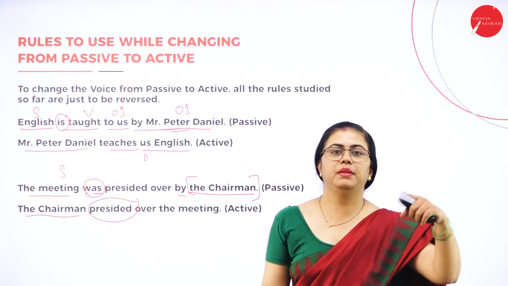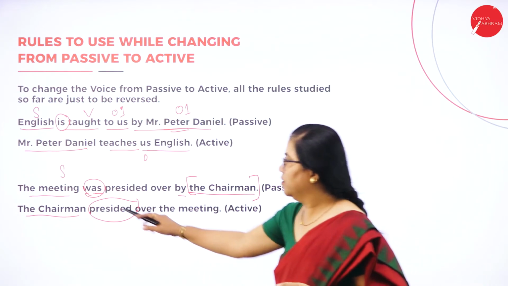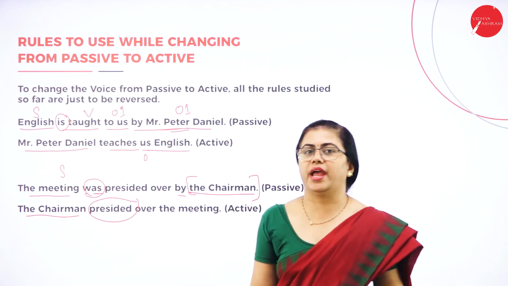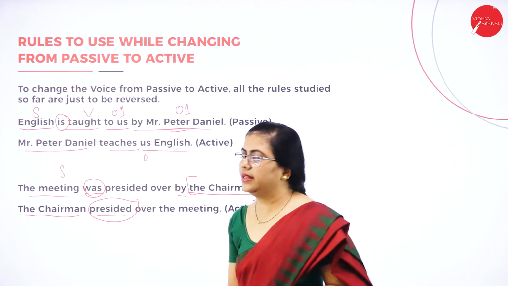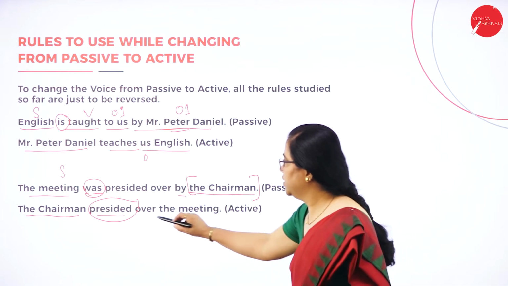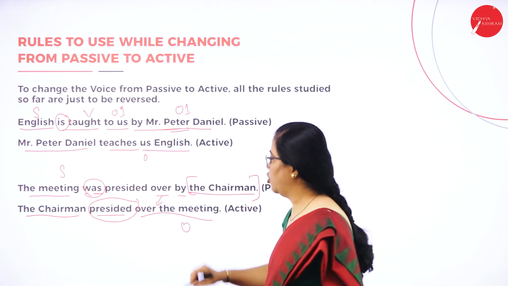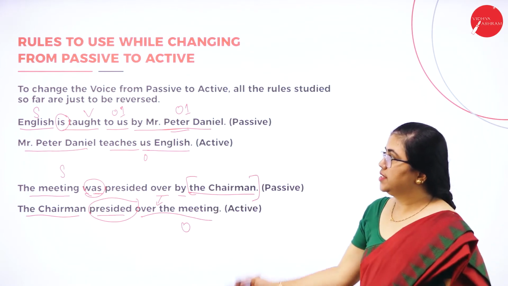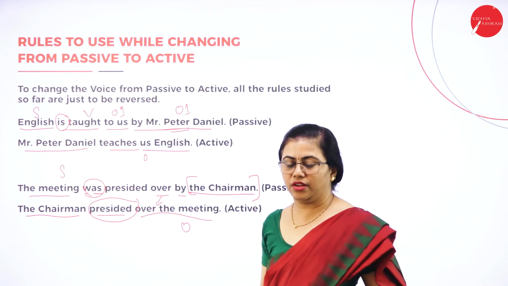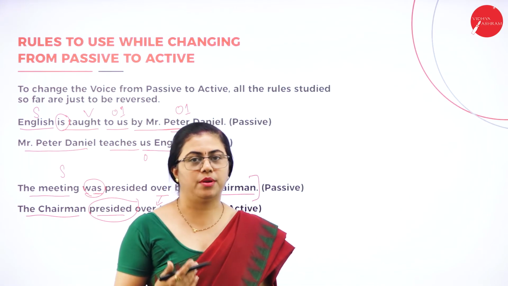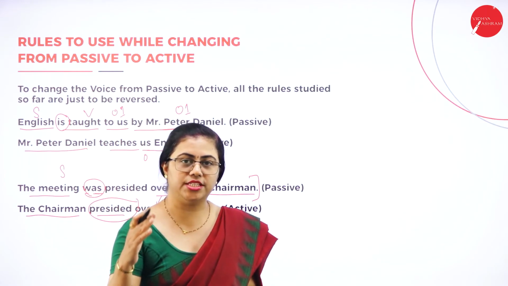Whenever you are changing from simple past active to simple past passive, you add "was". Whenever you are changing from passive to active, you remove "was" and just retain the word as it is. "Presided over", you can retain "over" as it is, then the subject will come to the object part. So this is how you change from passive to active form. Very easy. Whenever you want to change from passive to active, just go back to the rules you have learned for changing from active to passive and study them.